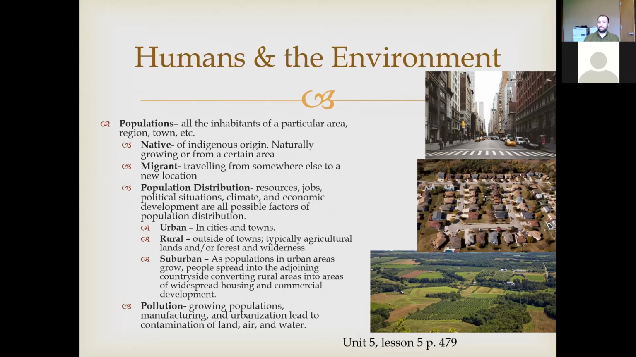Urban meaning the people that are living in cities and towns. Rural, people that are living outside of the towns, typically farmlands or lands adjacent to forest or wilderness, but further removed from people, or less densely populated. And then suburban populations are the in between, populations not in, but near or adjoining urban areas.